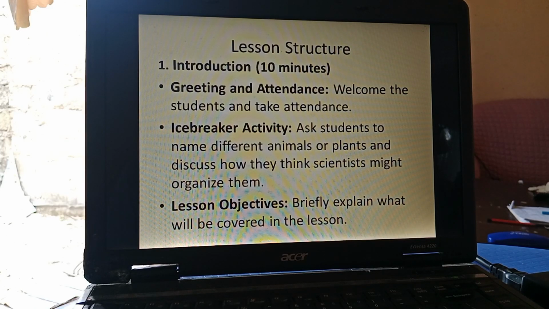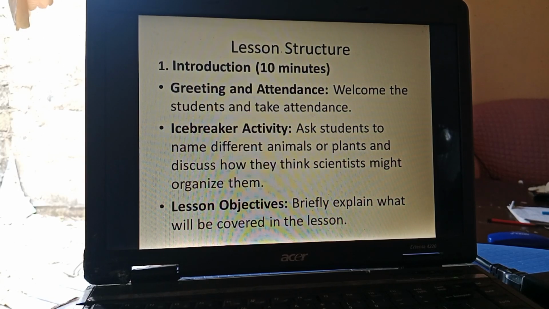Then you have now the icebreaker activity. Ask students to name different animals or plants and discuss how they think scientists might organize them. Icebreaker just means arousing the students now, so that when you come to the lesson proper, they will get what you are talking about. The lesson objectives: briefly explain what will be covered in the lesson.